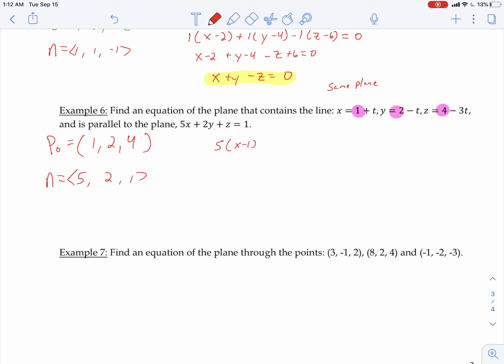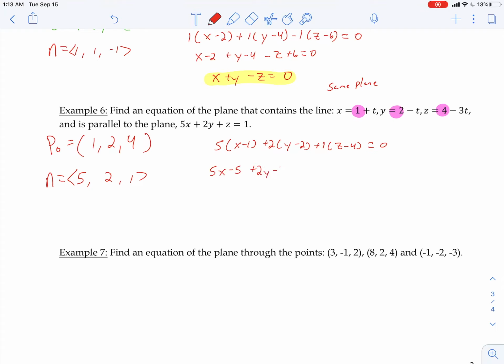And now we'll go ahead and set up our equation. So we have 5 times x minus 1 plus 2 times y minus 2 plus, oh, that's not 7, that's a 1, plus 1 times z minus 4. Set that equal to 0.